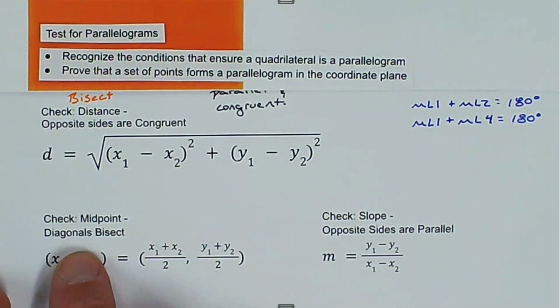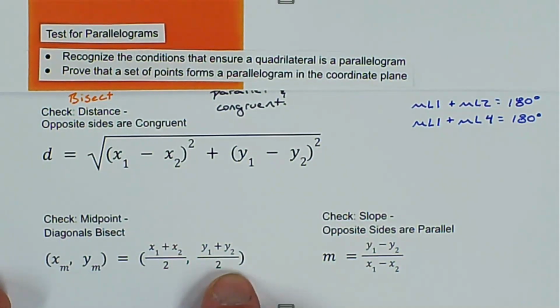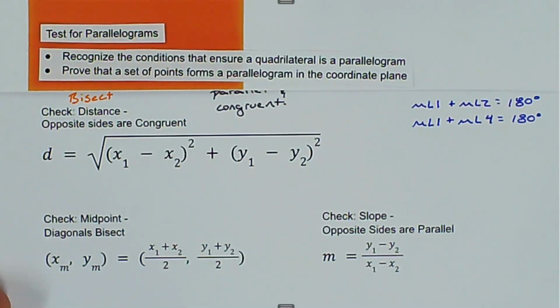We could use the midpoint formula to check that diagonals bisect, and we'd have to do this twice in order to check that the diagonals indeed have the same midpoint. And check the slopes. We'd have to check that opposite sides are parallel, and we'd have to check all the slopes in the lines to make sure that all the lines are parallel.